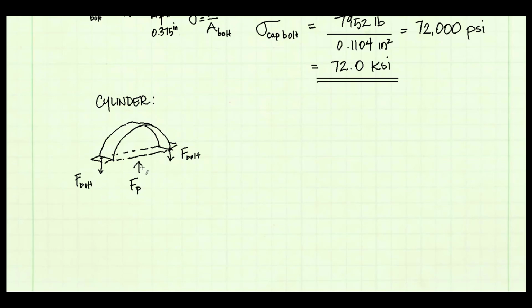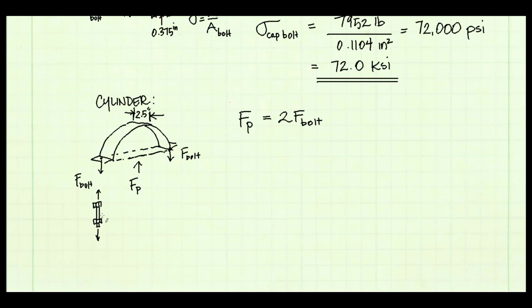On my free body diagram, I have the force pushing up on the top portion of the cylinder caused by the pressure. And I have two bolts and the forces in those bolts that are reacting against the force caused by the pressure. By summing forces in the y direction, I can write this equation. The force caused by the pressure is equal to 2 times the force of a bolt.